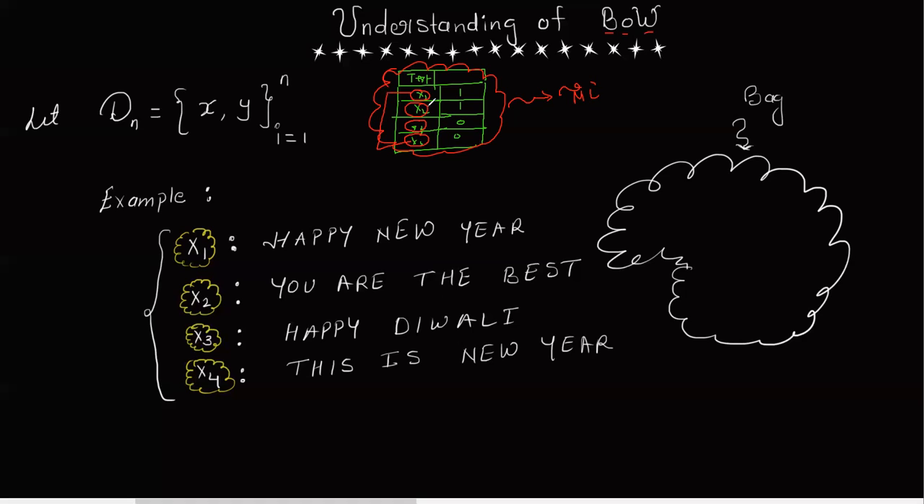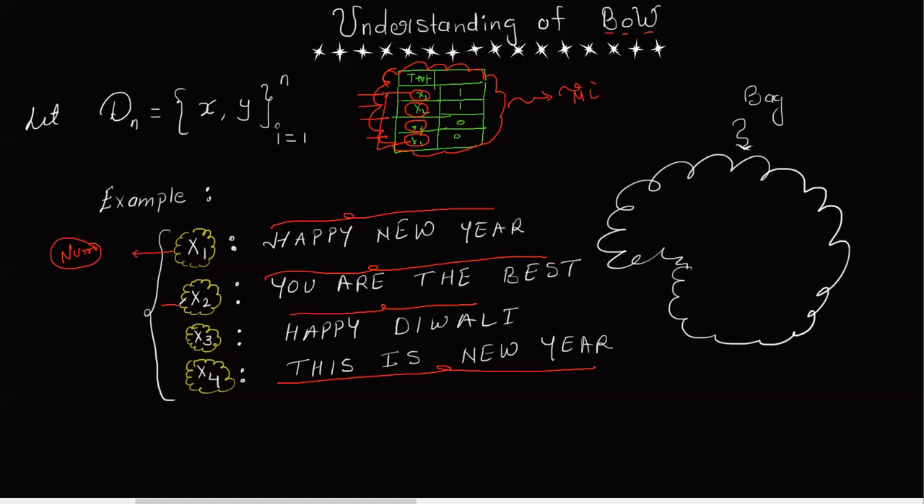Suppose we have only four rows, and every row contains a text. The first row contains this sentence, the second row this sentence, the third and the fourth likewise. I want to convert all these sentences into numerical format. If I can convert a text like "happy new year" or "you are the best" into numerical values, it will be very easy for me and for my algorithm to train the model. I can easily train my model. So how can we do it?